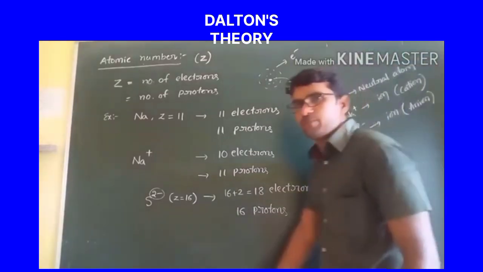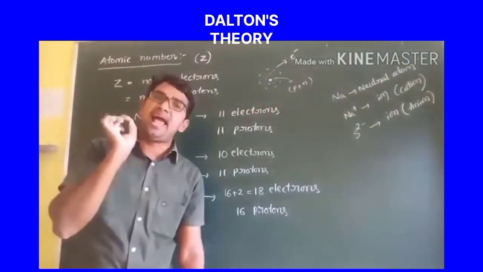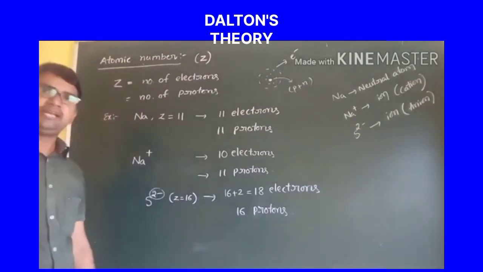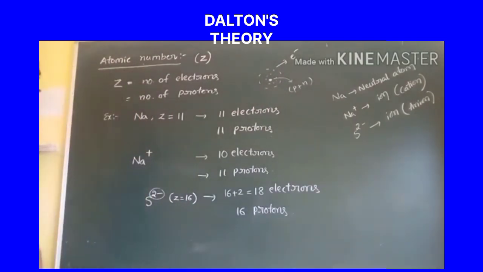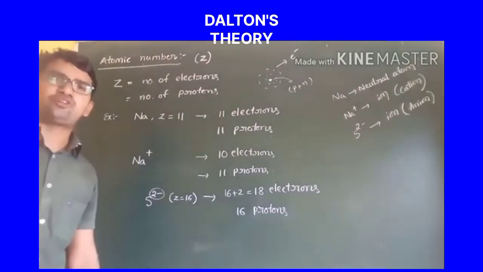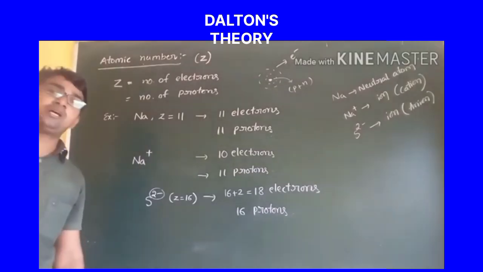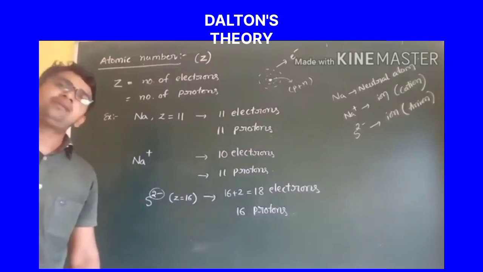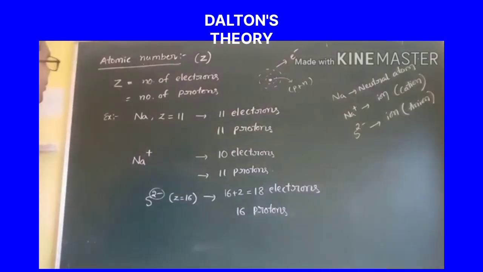So simply remember one point here. A neutral atom contains the same number of electrons and protons. But cations and anions do not have the same number of electrons and protons. But the proton value is the same as for the parent. Parent means the neutral one, and the ions. This is about atomic number. Write the running notes, all of you. Next one.